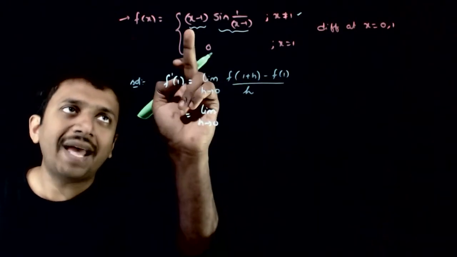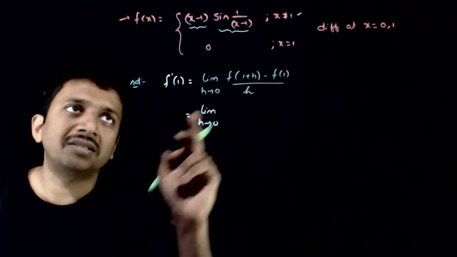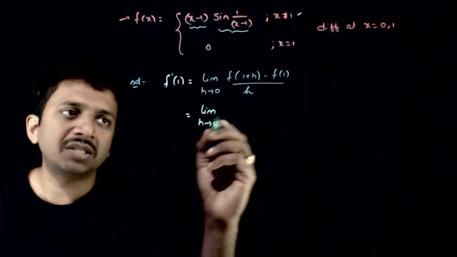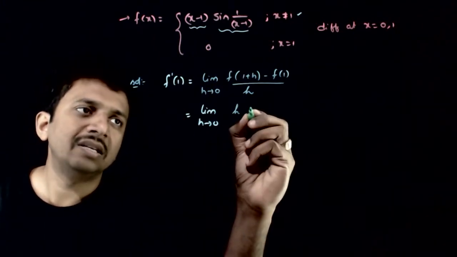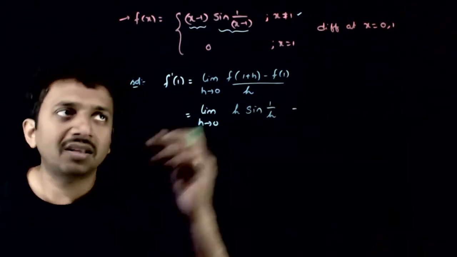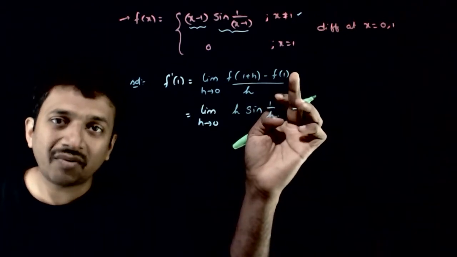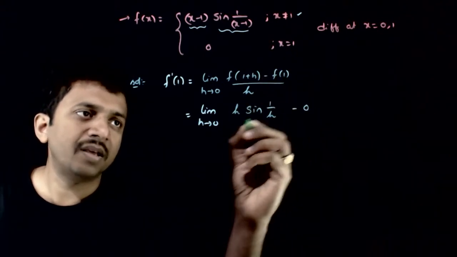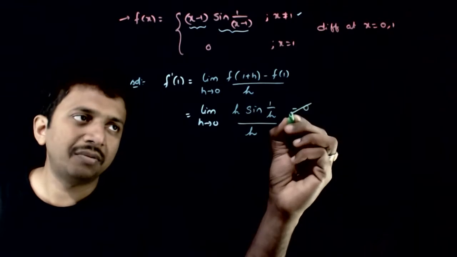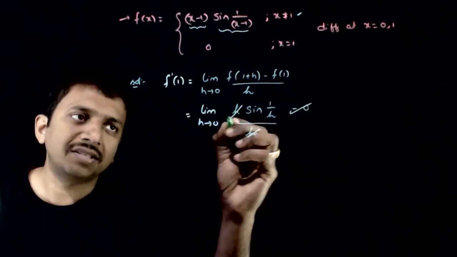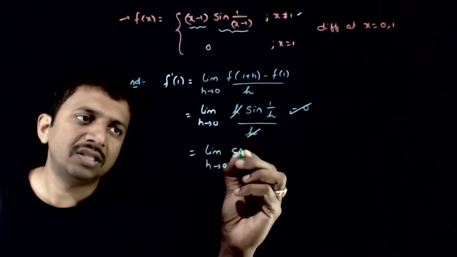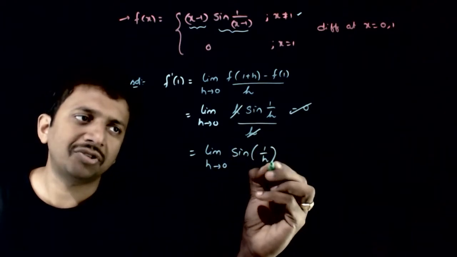So you just need to put x as 1 plus h. So if you put 1 plus h in the place of x, what is x minus 1? Nothing but h, so h sine 1 by h, minus f of 1, which is the exact value at x is equal to 1, which is 0, all by h. So obviously minus 0 can be neglected, and h and h get cancelled. That is equal to limit h tends to 0 of sine of 1 by h.